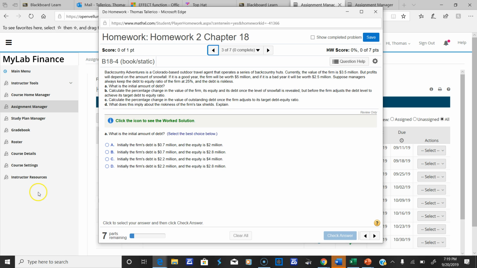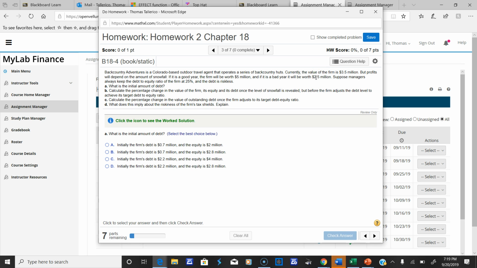Someone had a question on problem 3 of 7 in chapter 18, and I want to go over it here. Backcountry Adventures is a Colorado-based travel agent that operates some backcountry huts. Currently the value of the firm is $3.5 million, but it could vary. Profits will depend on the amount of snowfall. If it's a good year, the firm will be worth $5 million, and if it's a bad year, it's going to be worth $2.5 million. So it'll vary with snowfall.